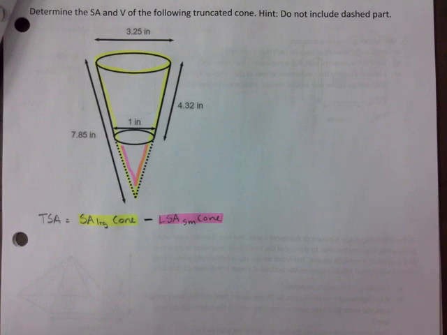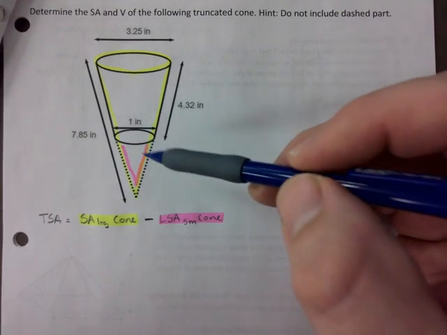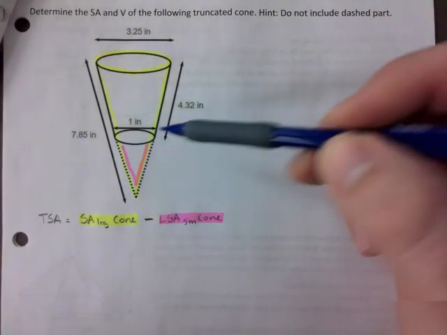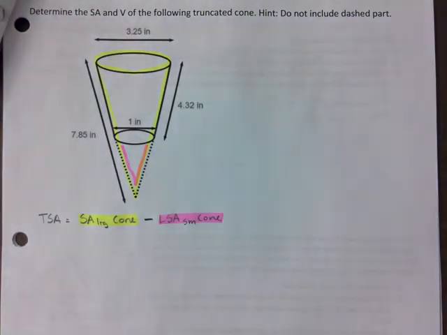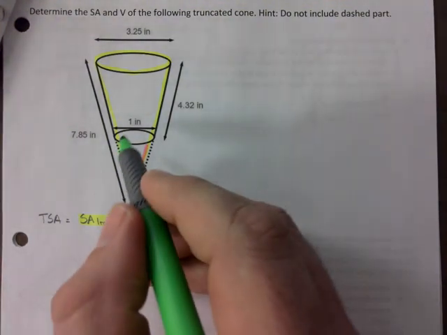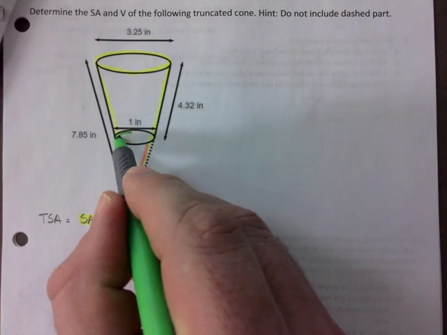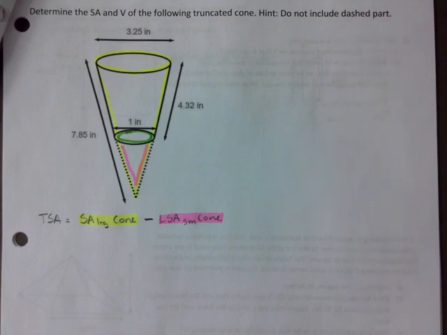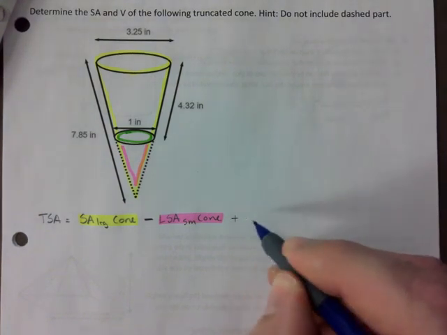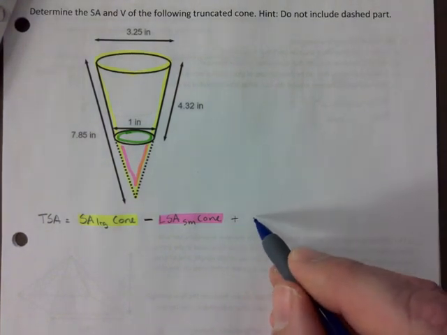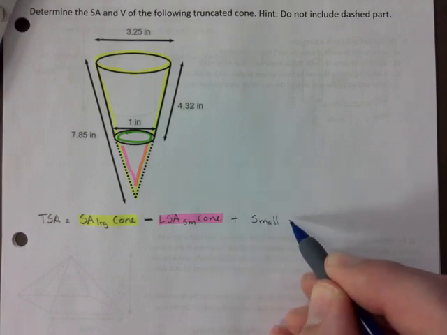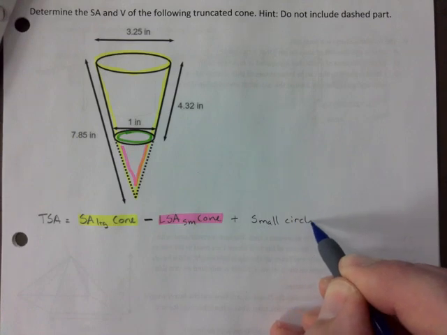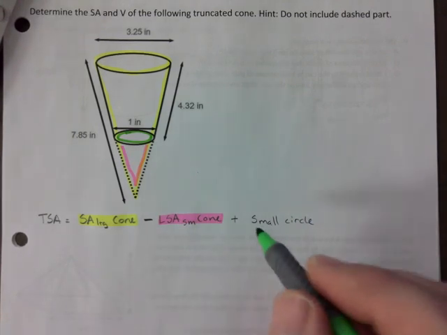But this would still leave us with a problem. If I take away this pink part, let's see if you can agree with me, I still need to include this. I still need to add this to the mix. So I'm going to go plus small circle. Okay, so that's this one.